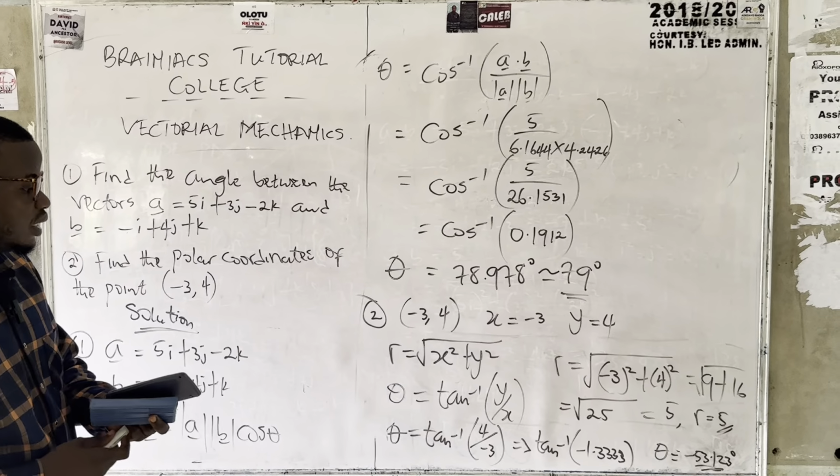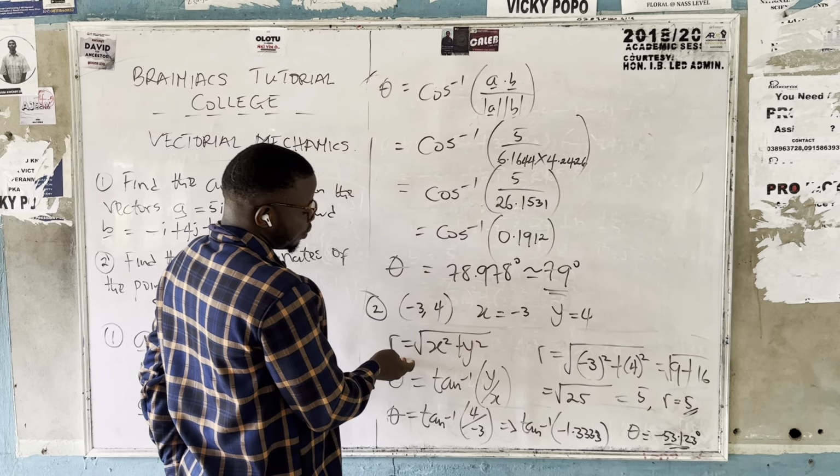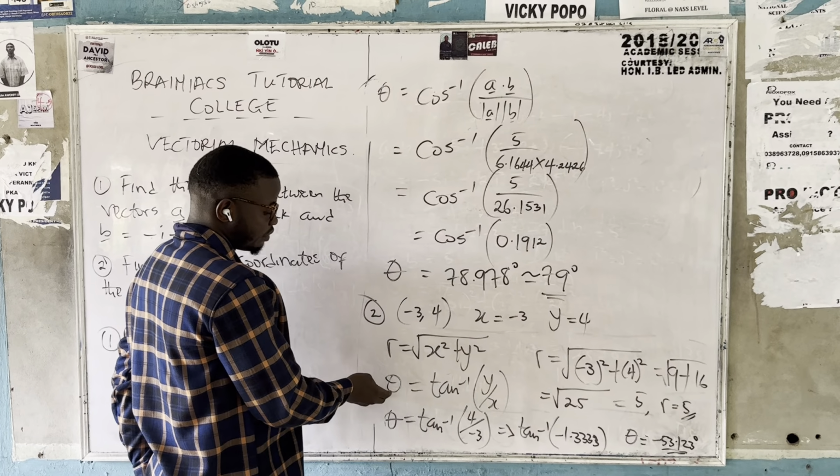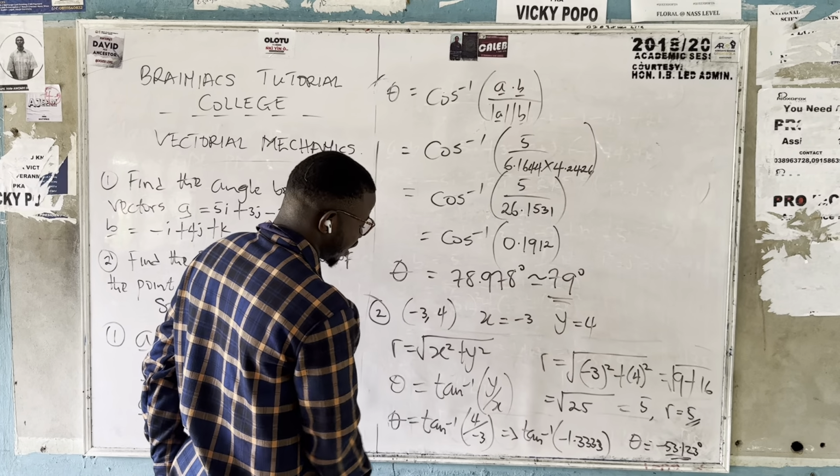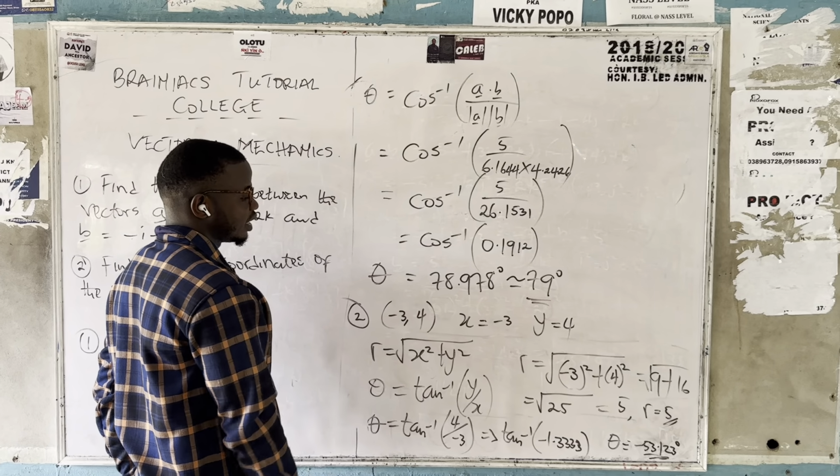So under polar coordinates, the value of r is equal to this, then we have the value of theta, that's tan inverse of y over x. Here we have x and y as given.